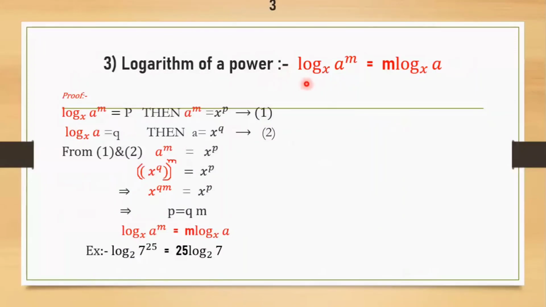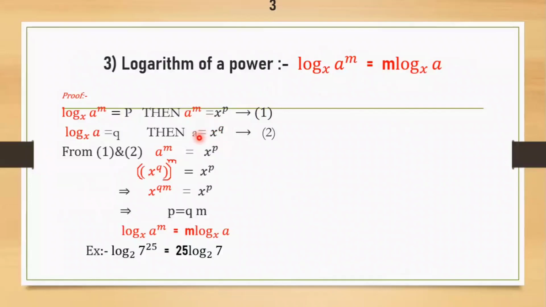Next, logarithm of a power. Log of a to the power of m to the base x equals m into log of a to the base x. Here, let us assume the left hand side, log of a to the power of m to the base x, as p and the right hand side, log of a to the base x, as q. Then it can be written as a to the power of m equals x to the power of p, and a equals x to the power of q.